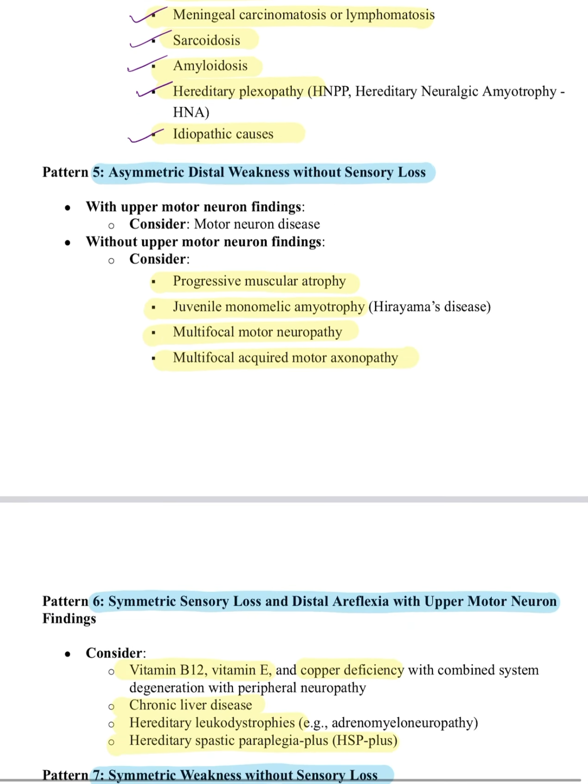Next is asymmetric distal weakness without sensory loss. So if we see upper motor neuron findings, there are upper motor neuron diseases. Without upper motor neuron findings, then progressive muscular atrophy, juvenile monomelic amyotrophy, that is Hirayama's disease, multifocal motor neuropathy, multifocal acquired motor axonopathy.